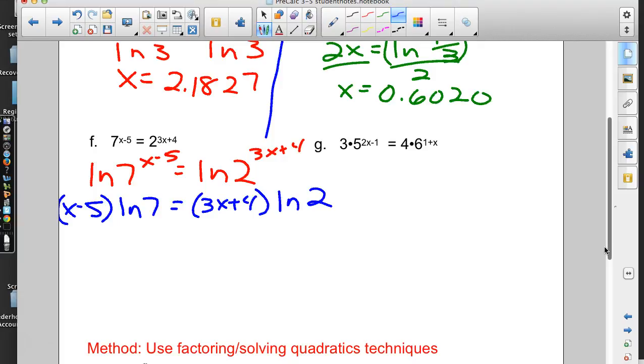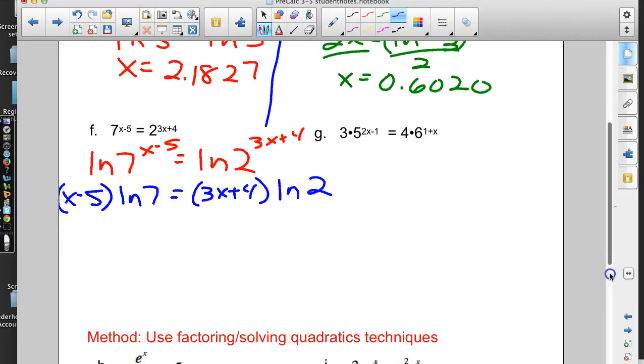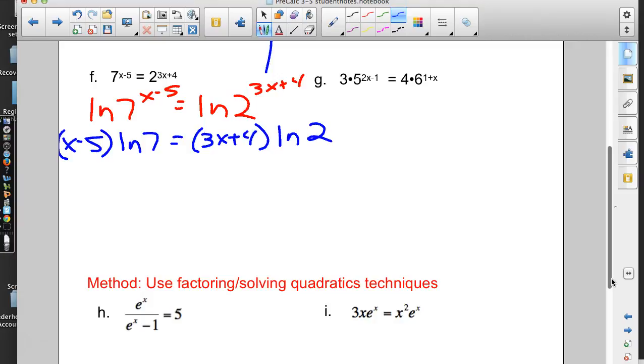In order for us to do that, we're going to have to distribute this natural log of 7 through these parentheses. And we're going to have to distribute this natural log of 2 through these parentheses, because we can't move the x's over on the other side until we can get them together. So we'll have x natural log of 7 minus 5 natural log of 7 equals 3x natural log of 2 plus 4 natural log of 2.